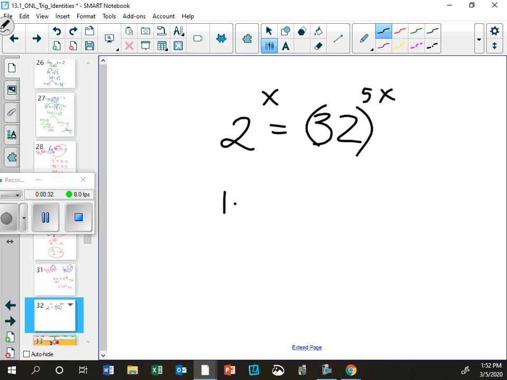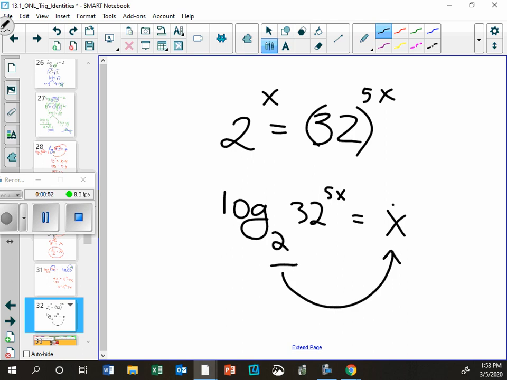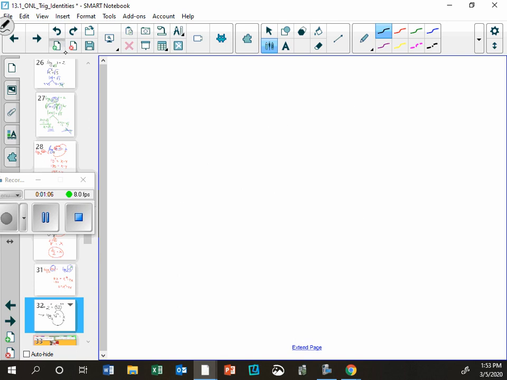This could have been log base 2 of 32 to the 5x is equal to x. Get how if I rewrite that, it turns into 2 to the x equals 32 to the 5x. So it's like we end up with a log question that turns into a question from last unit. What's the key? Rewriting.